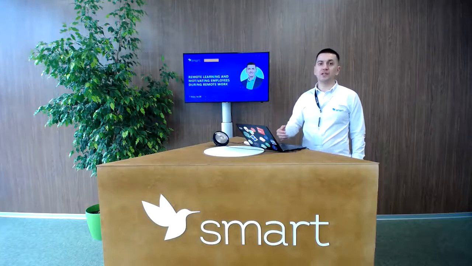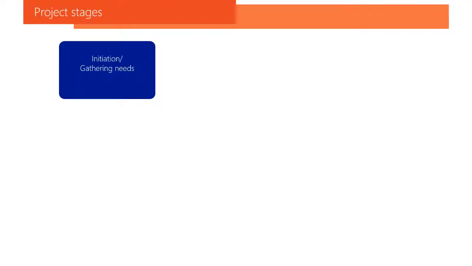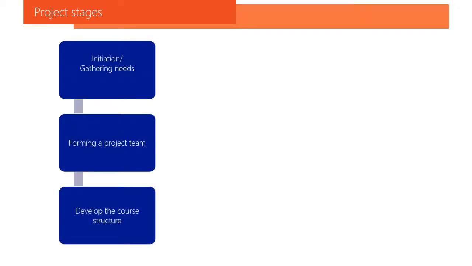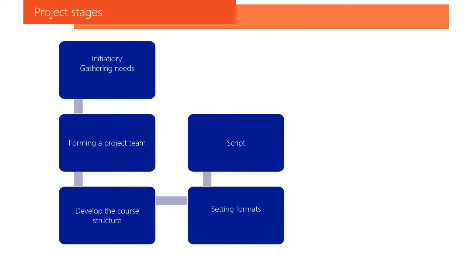But in a normal situation, you will need to have a learning management system administrator, a copywriter, a designer, and the content expert as different people. Okay, so the project stages of developing the learning course are: initiation or gathering needs. Every project starts from initiation. Then forming the project team, as I mentioned earlier, developing the structure of the course, identifying the formats that will be used in your course, and drafting the script.